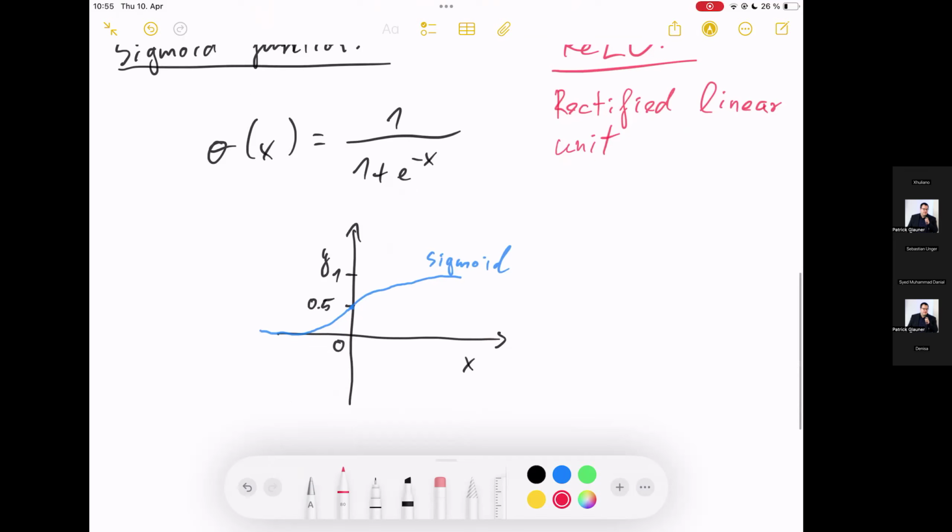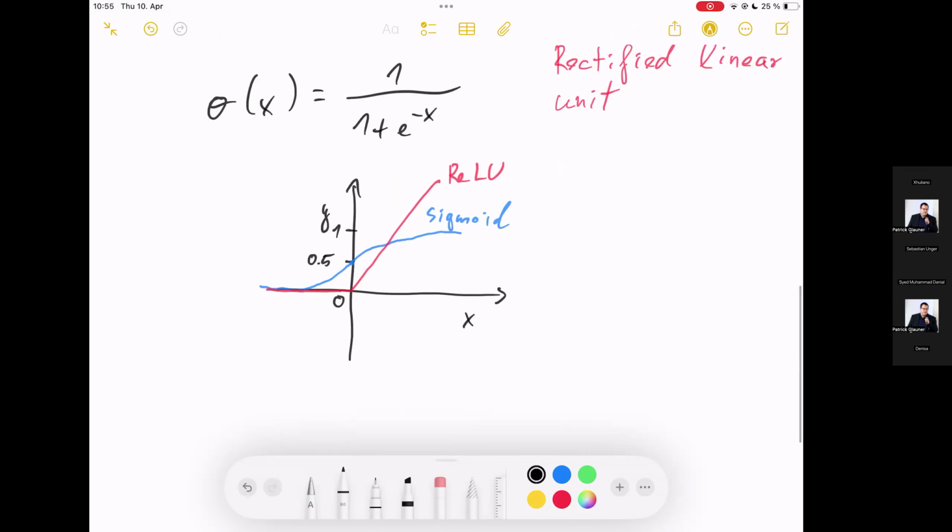And what does it look like? The ReLU is 0 for all negative inputs and input 0, and for all the positive ones, it's just a linear function. This is the ReLU function. This is another activation function, and there are lots of other activation functions that have been proposed over the decades. You can look up the internet. There's a huge collection of activation functions, for example, tanh and others.